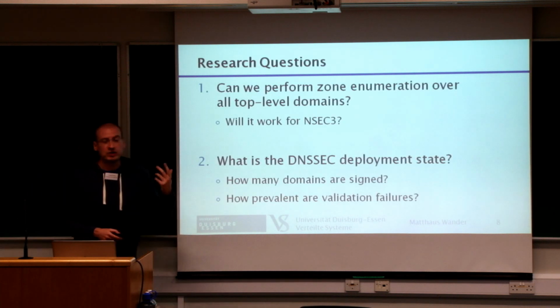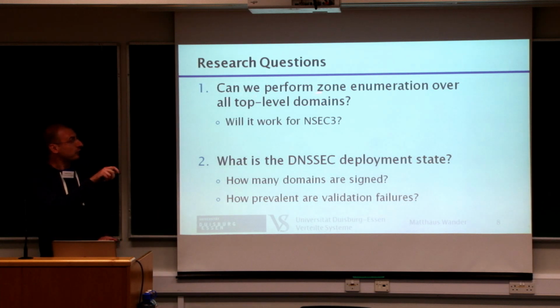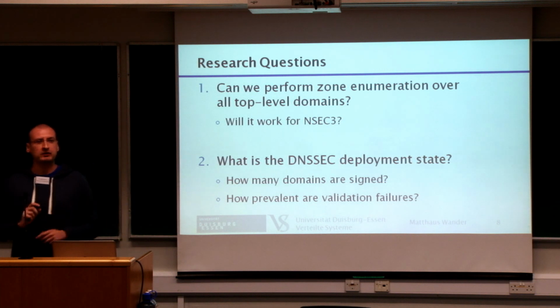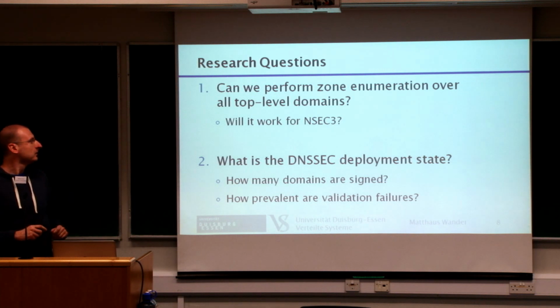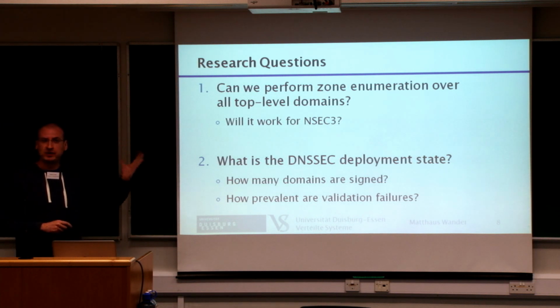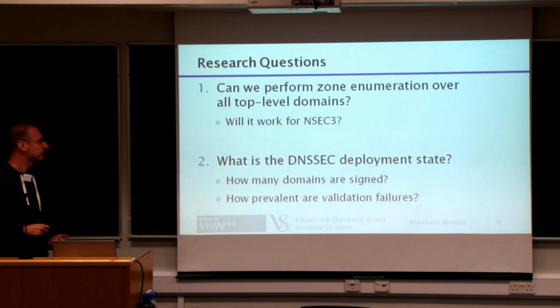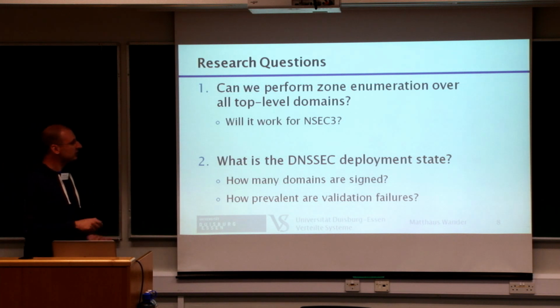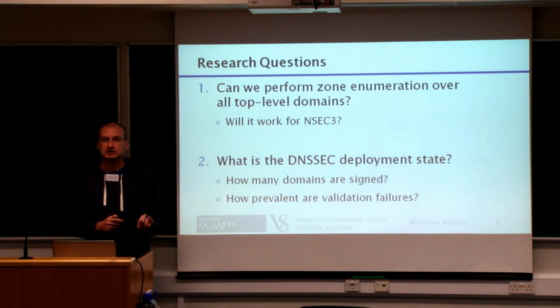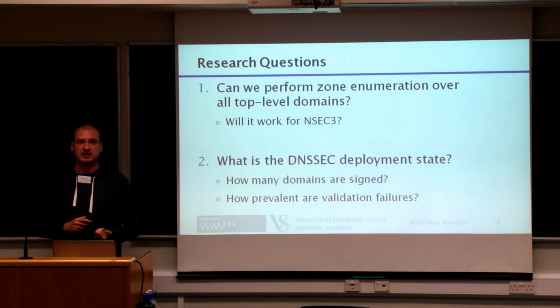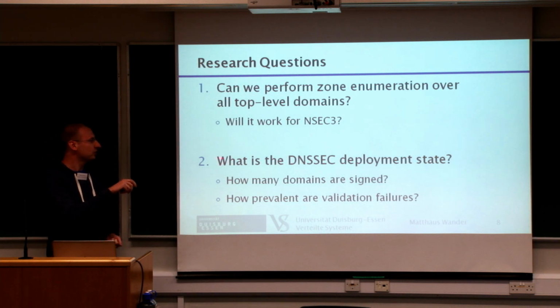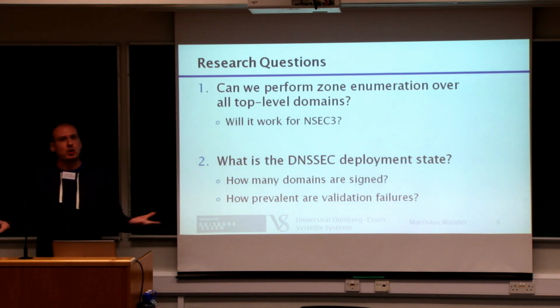So the question here is first, can we perform zone enumeration over all top-level domains? There are like 1,400 top-level domains, at least at that time of the study. And will it work for NSEC3, or will NSEC3 prevent this? And if we succeed, then we will get a list of all names that are assigned with DNSSEC. So then we can check and see what's the deployment state of DNSSEC.